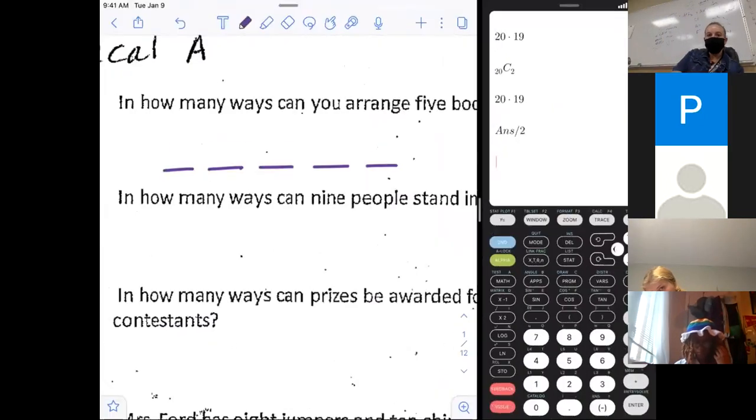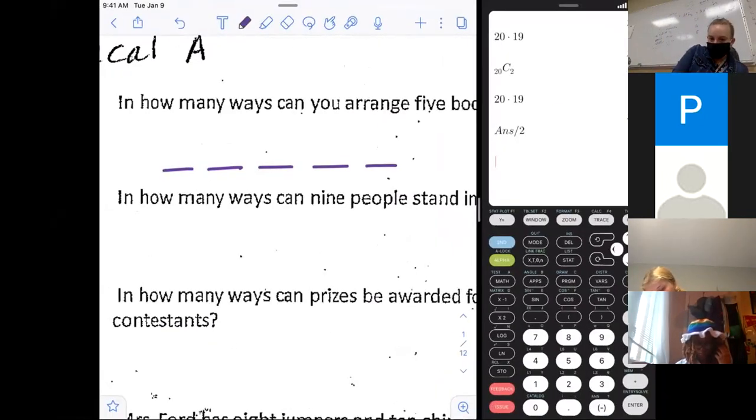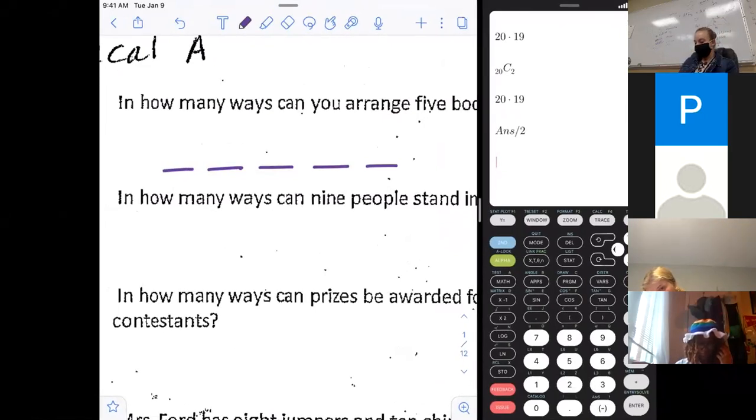Okay, so I'm arranging books in a line. So I've got 5 books and I've got 5 spots to arrange it. I'm going to think about what options I have. So for the first book, I have 5 total books. So I've got 5 options I can pick.